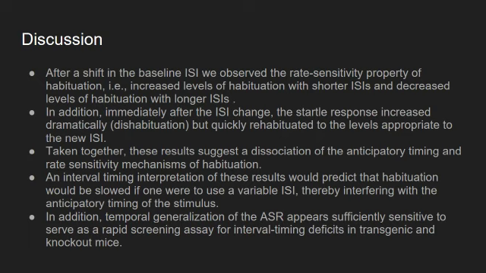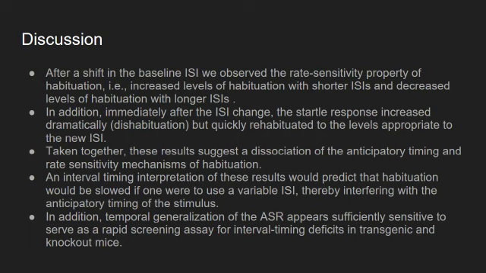A classic finding in this literature is that habituation occurs faster with shorter ISIs but shows greater maintenance with longer ISIs. This phenomenon is referred to as the rate sensitivity property of habituation, and it has been demonstrated using a variety of stimuli, that is, pure tones, visual cues, or tactile stimuli in rats and pigeons. Here we show that this hallmark of habituation can be observed in mice using white noise as a startle stimulus.